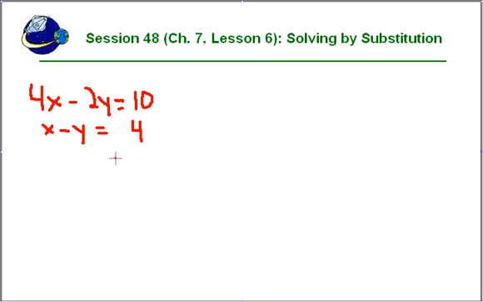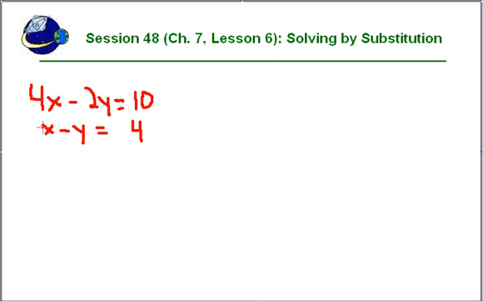In order to solve by substitution, we need to take one of our two equations and solve that equation for either the x all by itself on one side of the equation or the y all by itself on one side of the equation. It doesn't matter. And that variable that's all by itself does not have any constant that it's being multiplied by other than the number 1. And the number 1 is usually not written, it's just implied.